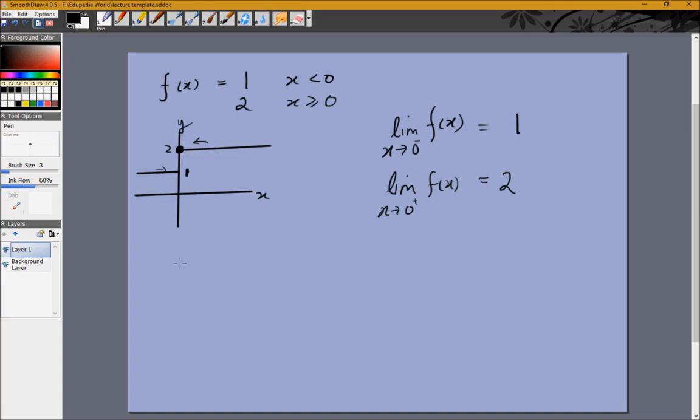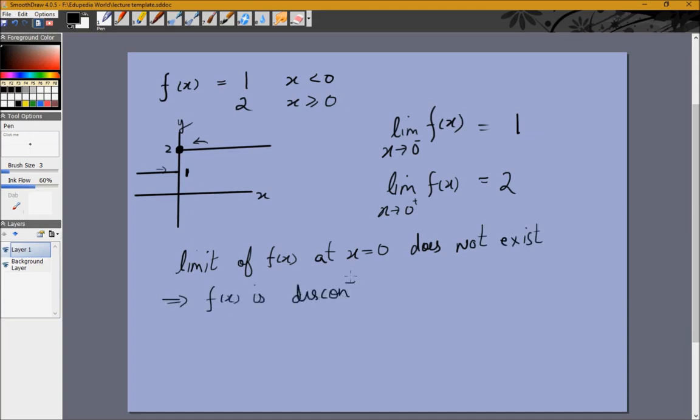Therefore we can say the limit of the function at x equals 0 does not exist, which means f(x) is discontinuous at x equals 0. It is not continuous at x equals 0.